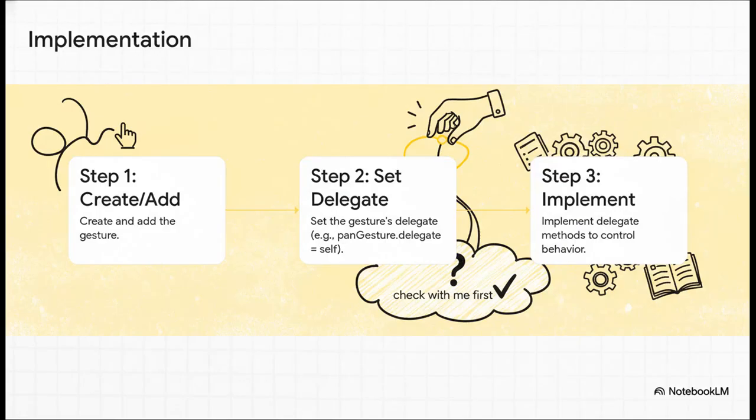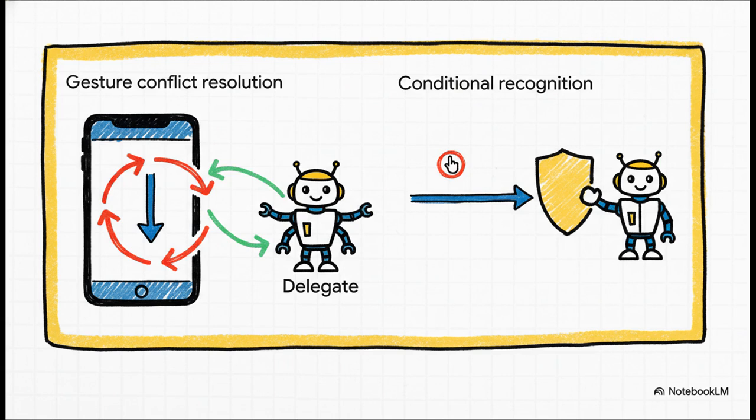Now, setting it up looks pretty similar at first glance, but step 2 there, that is everything. By setting that little .delegate property, you're basically telling the gesture, hey, before you do anything, you have to check with me first. Then it's all on you to implement the delegate methods that lay down the law for how your gestures behave. This is where the delegate really earns its keep.